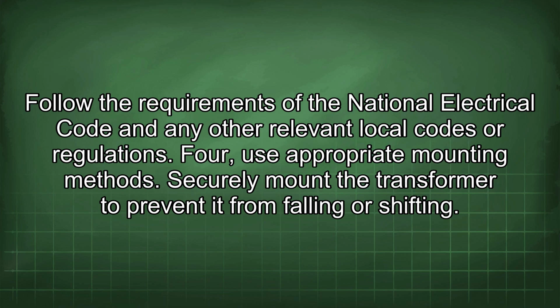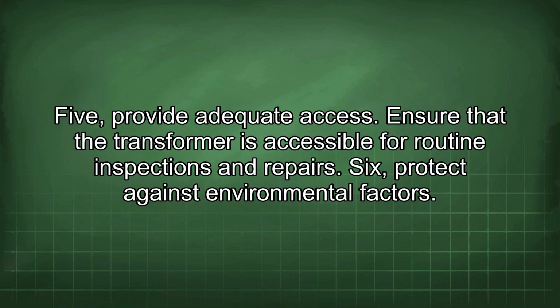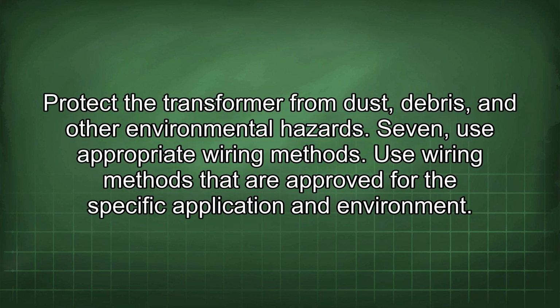4. Use appropriate mounting methods. Securely mount the transformer to prevent it from falling or shifting. 5. Provide adequate access. Ensure that the transformer is accessible for routine inspections and repairs. 6. Protect against environmental factors. Protect the transformer from dust, debris, and other environmental hazards. 7. Use appropriate wiring methods. Use wiring methods that are approved for the specific application and environment.